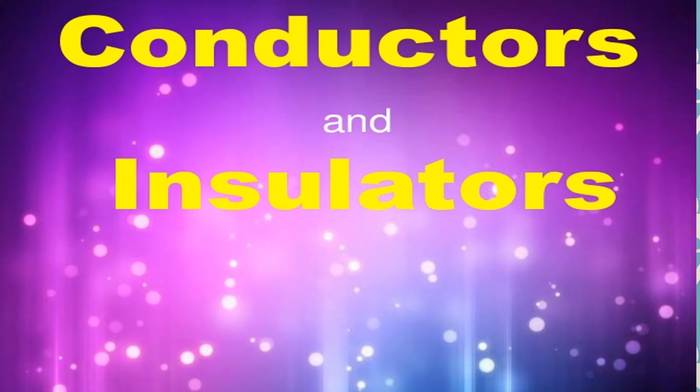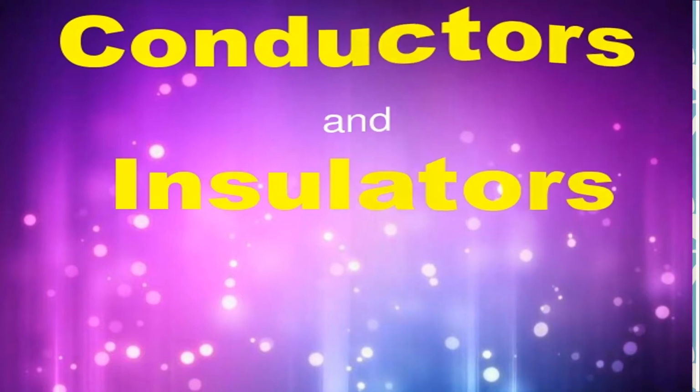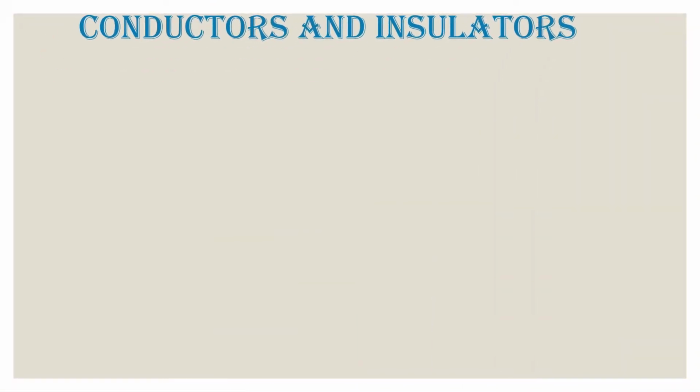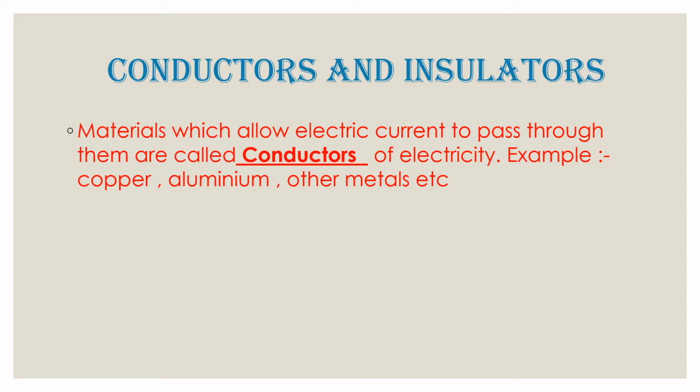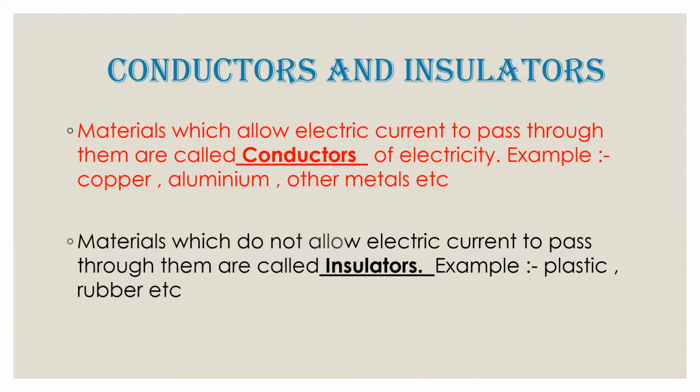In this chapter, we are doing the topic conductors and insulators. Conductors and insulators, what are they? Materials which allow electricity through them are called conductors of electricity. Example, copper, aluminium, other metals, etc. That is why wires and all are made of metals like copper, aluminium. Materials which do not allow electric current to pass through them are called insulators. Example, plastic, rubber, etc.